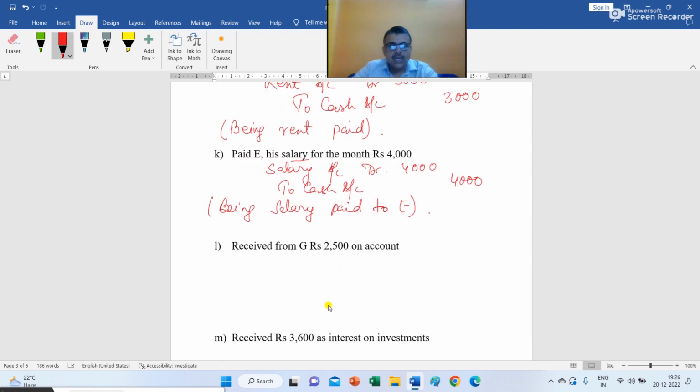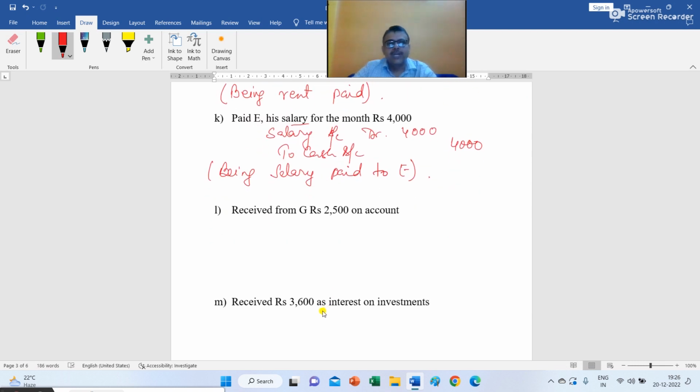Now coming to the next transaction, received from G rupees 2500 on account. Now what is the meaning of on account? On account means there is no specific reason why you are getting a payment of rupees 2500 from G. So when you are getting something, cash account will be debited. As there is an inflow of cash, I have to debit cash. So cash is debited for rupees 2500. And there is no reason why you are getting this 2500 from G. So I have to write to G account. So G is basically the creditor.